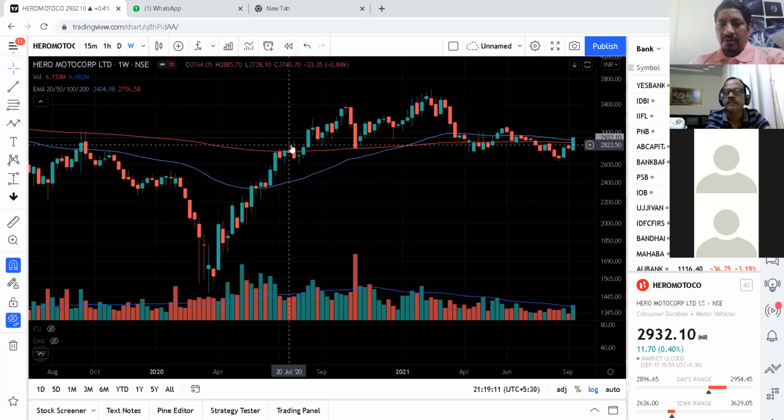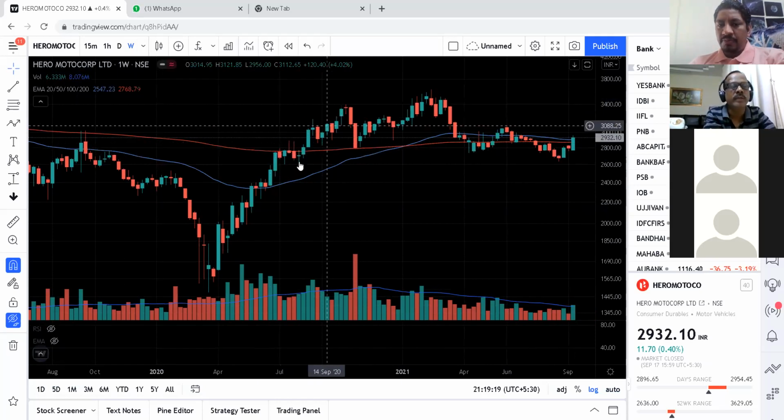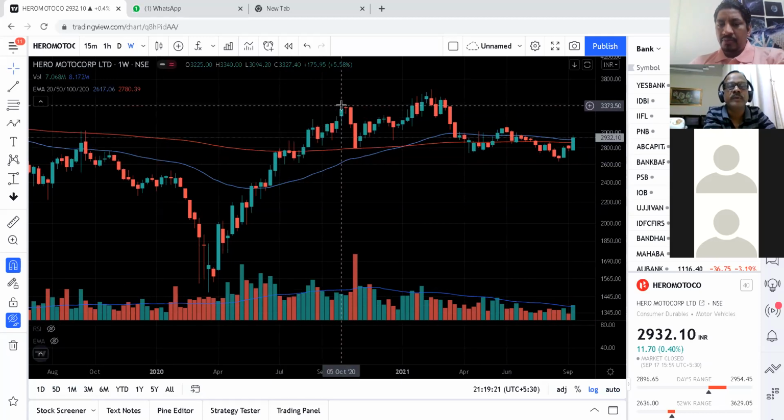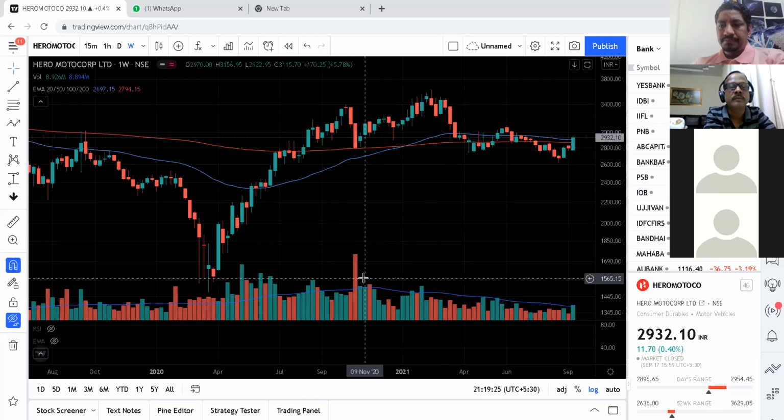On the weekly chart, yes. Was this a resistance here in this zone? Yes, resistance there. Correct. When it broke the 200 EMA, when it broke out, it came to take the retest and gone up. Okay, perfect.